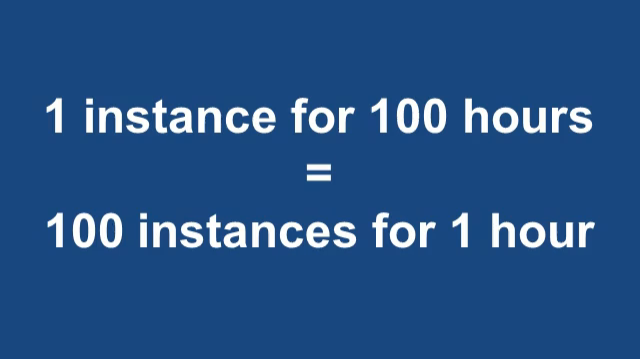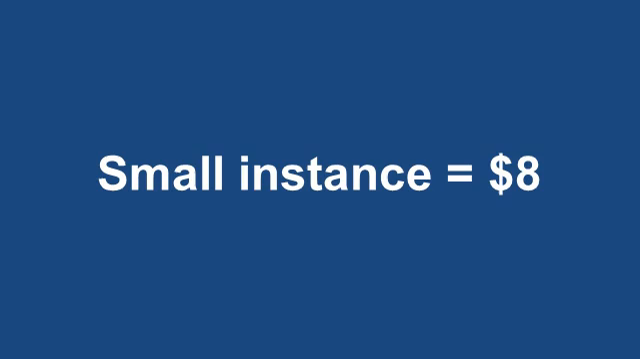So if you were going to run one instance for 100 hours, it would cost you the same as running 100 instances for 1 hour. So you can very, very quickly spin up, get access to large farms of compute resources, and then discard them when you're finished with them. And also, the cost of running instances is pretty low.